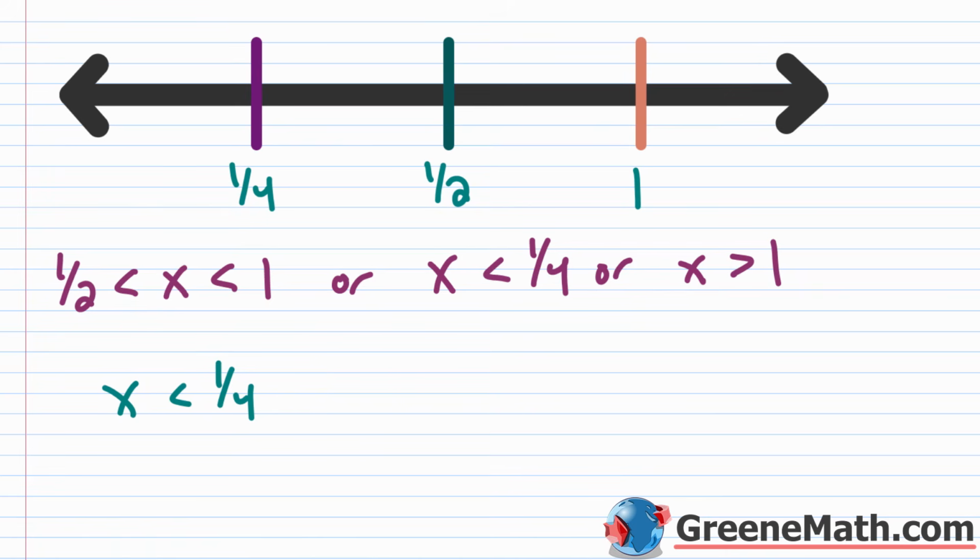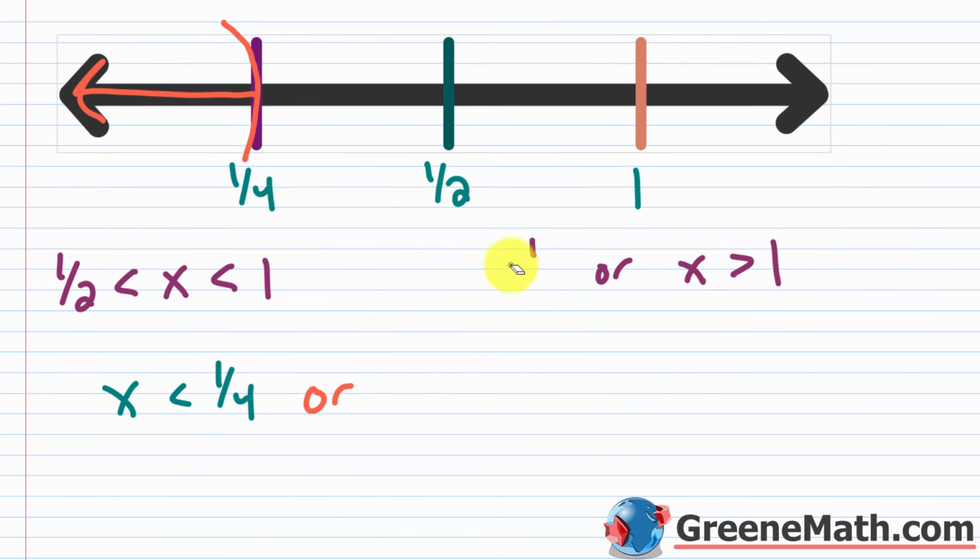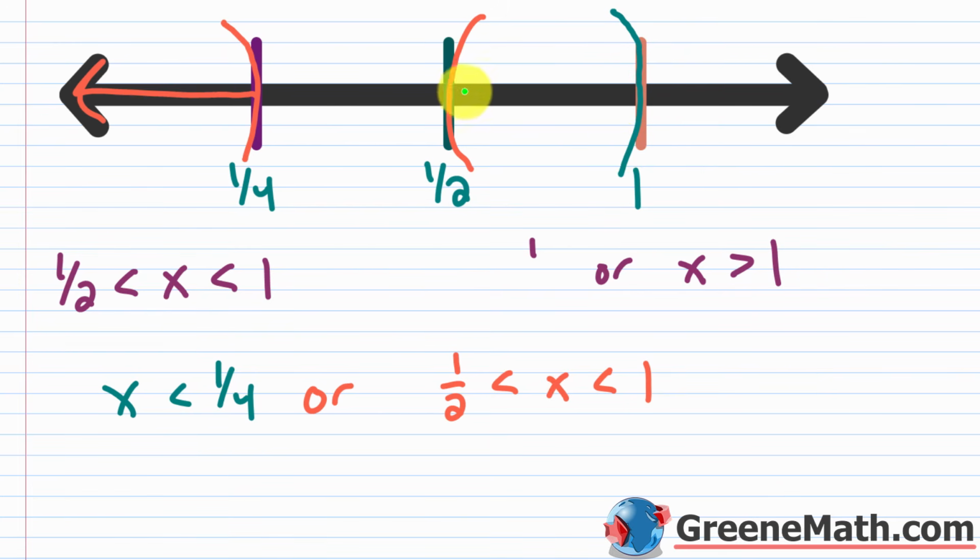So now, this part right here tells me that x is less than 1/4. So let me just start with that. Graphically, I would put a parenthesis at 1/4 to show it's not included, and I would just shade everything to the left. So that takes care of that. Then I'm going to say or. You have this part right here where x is greater than 1/2 and less than 1. So what does that look like? Well, I would put a parenthesis at 1/2 and a parenthesis at 1. That color's not going to show up there, so let me change. And then I would shade everything in between. So that would be that part there.